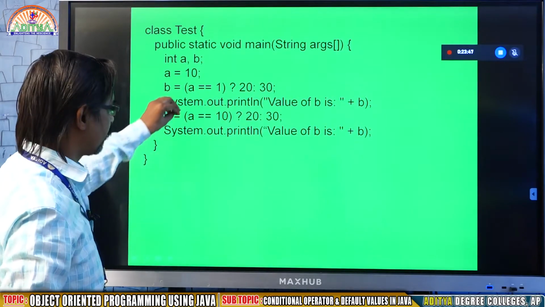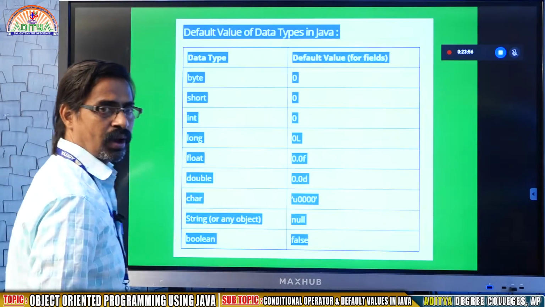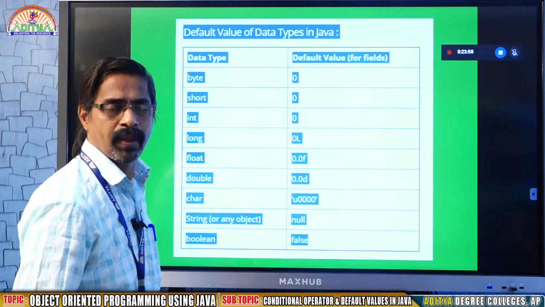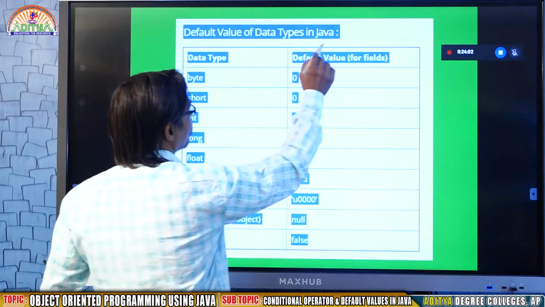How it works? This is the model. Okay. Now there is a small topic, that is what we say as default value of data types in Java.